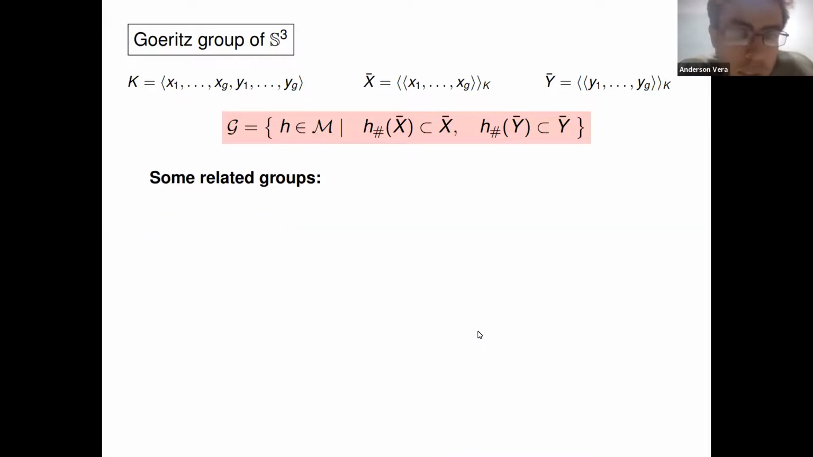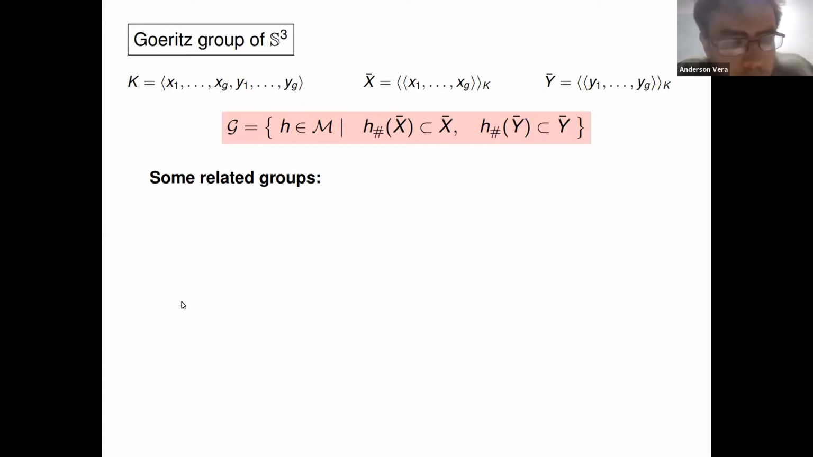We have some related groups, the two handlebody groups. We can consider the mapping class group of the inner handlebody, and this can be identified with a subgroup of the mapping class group: the elements preserving the subgroup X. And we have the handlebody group of the outside handlebody, which is the mapping class group of the outside handlebody. This can be identified with the elements which preserve the subgroup Y.